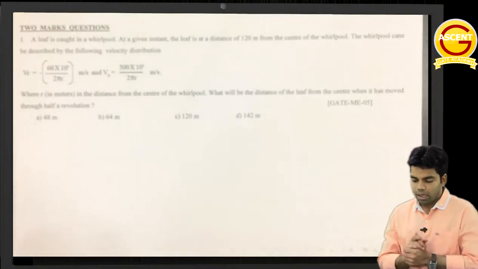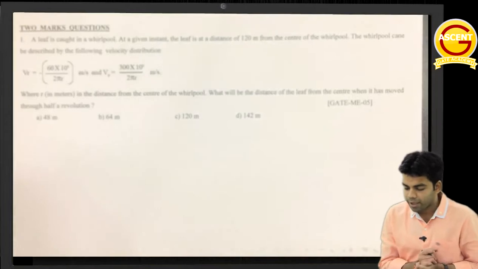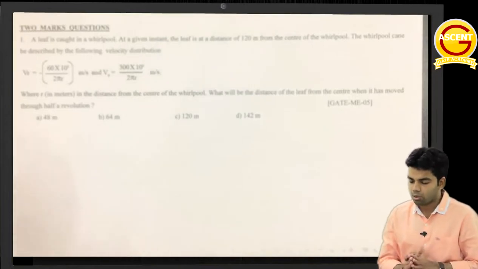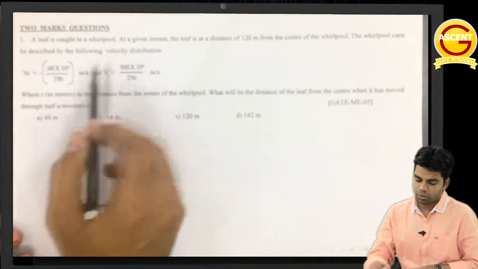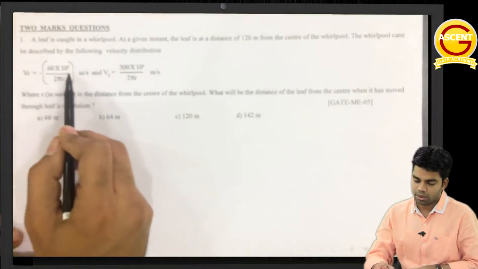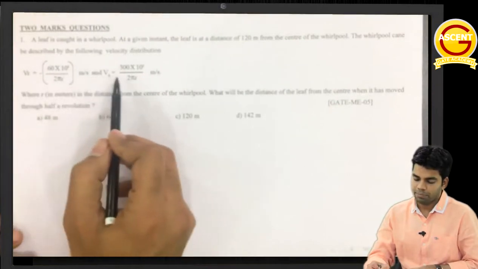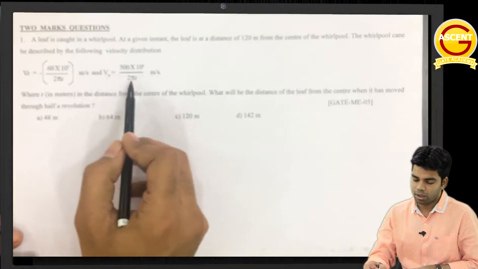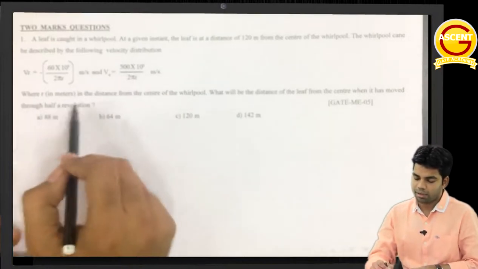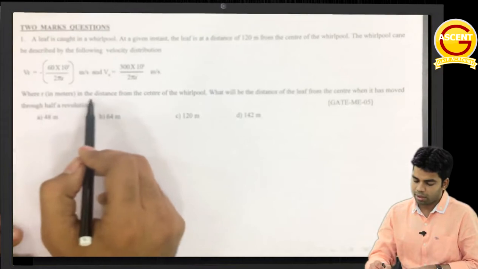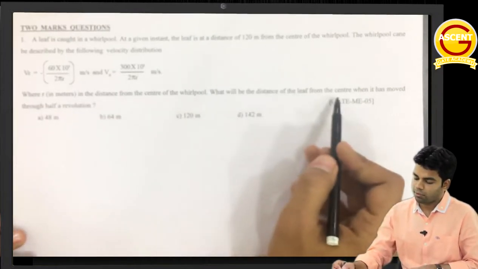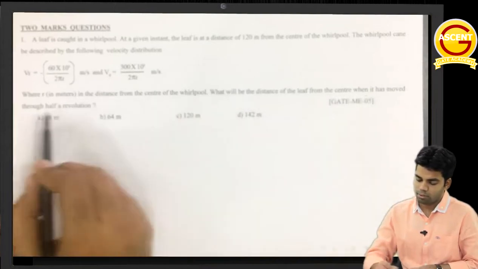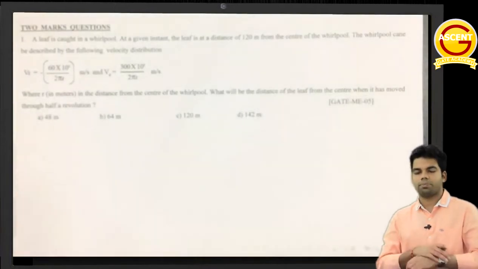Interesting question. A leaf is caught in a whirlpool. At a given instant, the leaf is at a distance of 120 meter from the center of the whirlpool. The whirlpool can be described by the following velocity distribution. Vr is minus 60 into 10 raised power 3 by 2 pi r meter per second, and V theta is 300 into 10 raised power 3 by 2 pi r meter per second, where r is in meter, the distance from the center of the whirlpool. What will be the distance of the leaf from the center when it has moved through half a revolution?